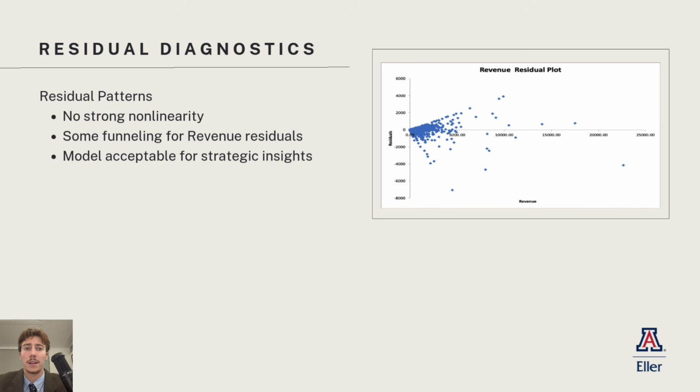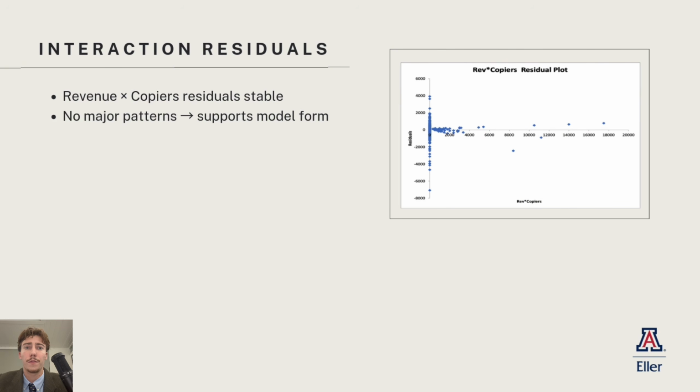Looking at residual diagnostics, we do not see strong evidence of nonlinearity. There is some funneling in the residuals versus revenue, which does suggest variance increases at higher revenue levels. But overall, the model is still acceptable for strategic insights, which is our goal here. For the interaction term, the revenue times copiers residuals look stable. We do not see major patterns, which supports using this interaction in the model form.